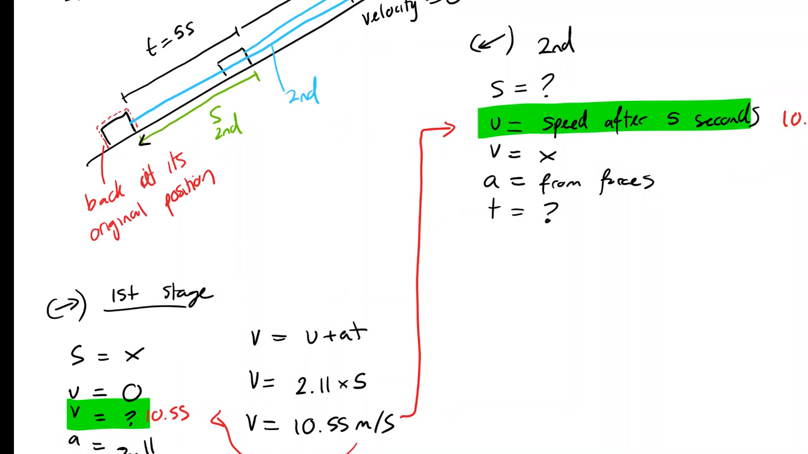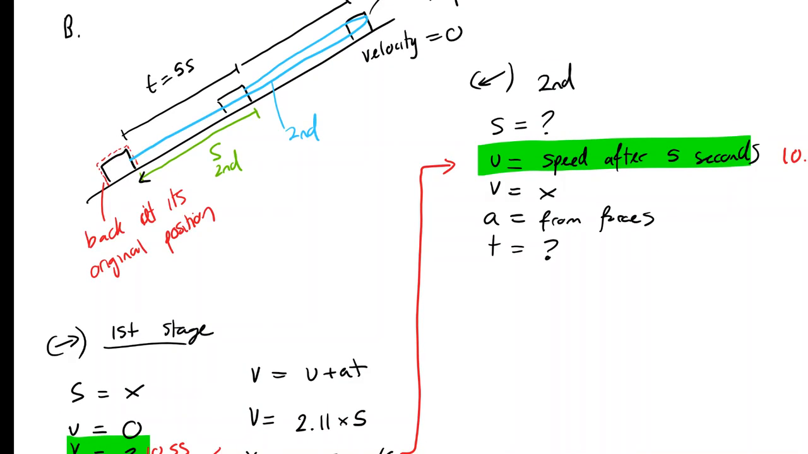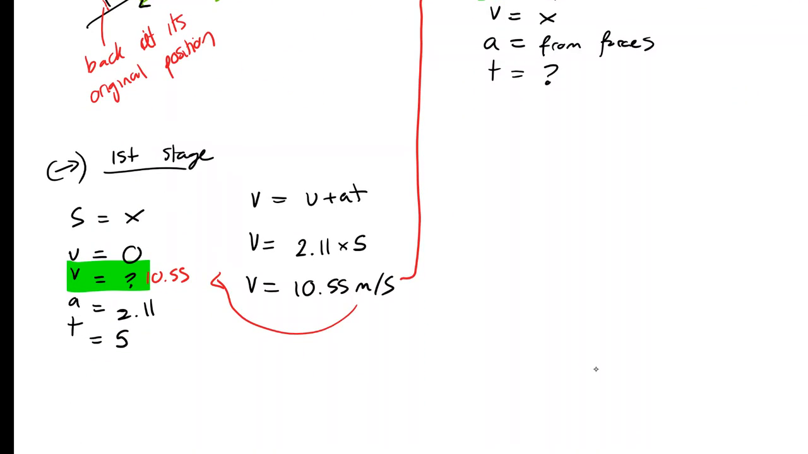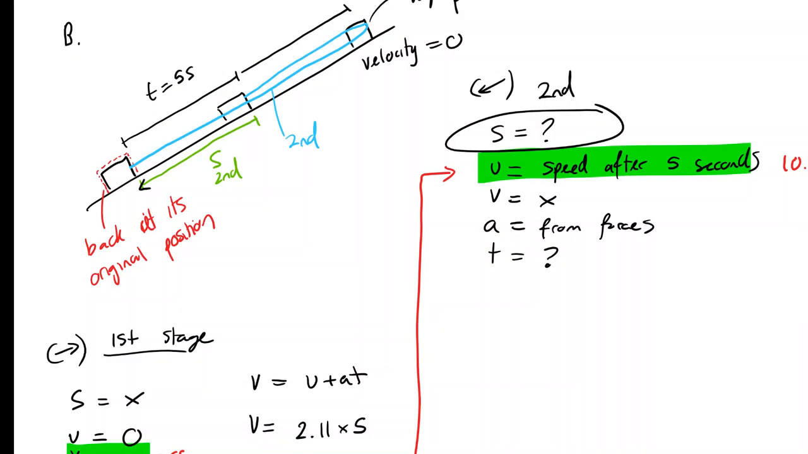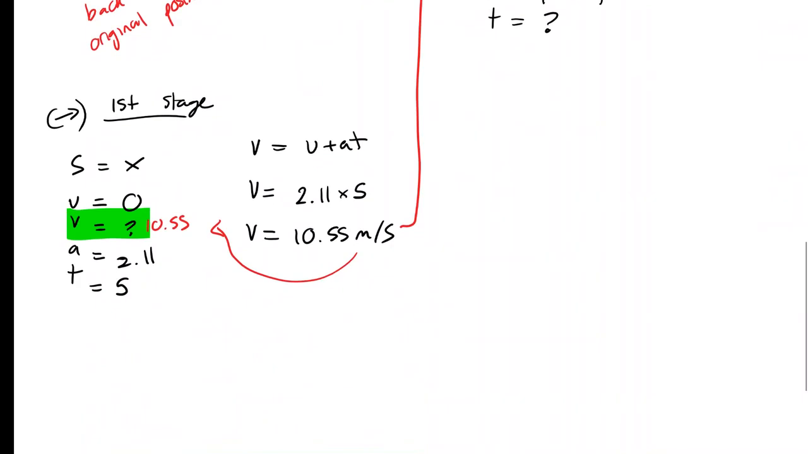We would also like to know S. Well, these two stages, the first stage and the second stage, have something in common. During the first stage, this block travels up through that highlighted distance there. That's its displacement. And in the second stage, it also goes through that same displacement. It's just that in one case it's up the slope, and in the next case it's down the slope. So if we find S for the first stage, we can plug that in over here and have a little more SUVAT information available.